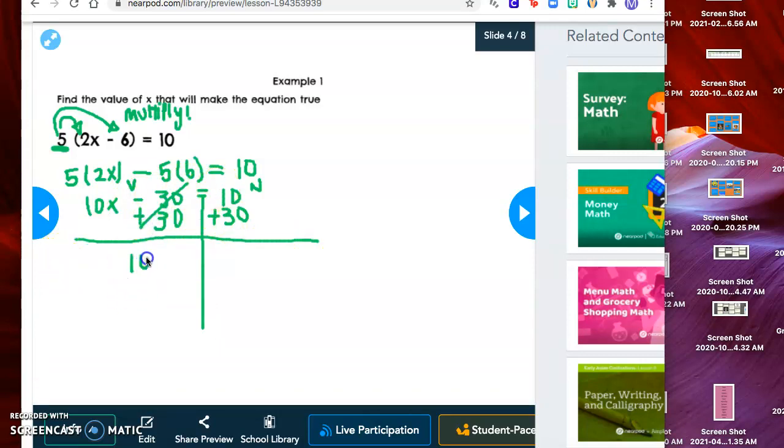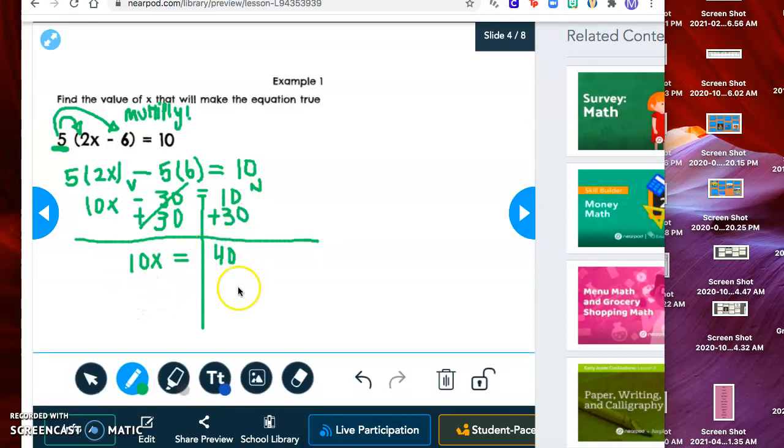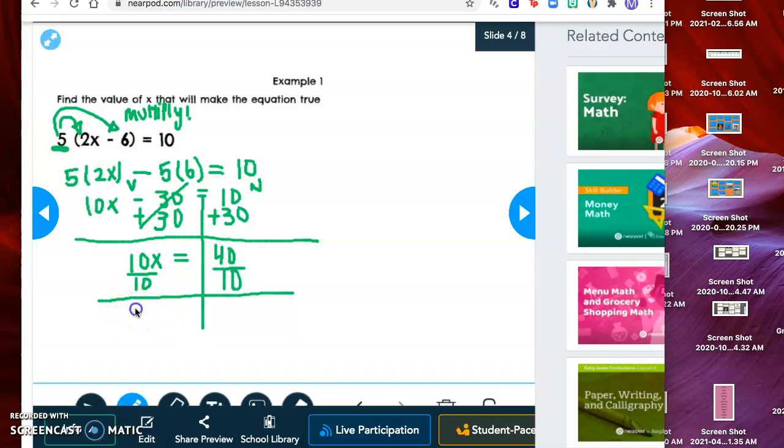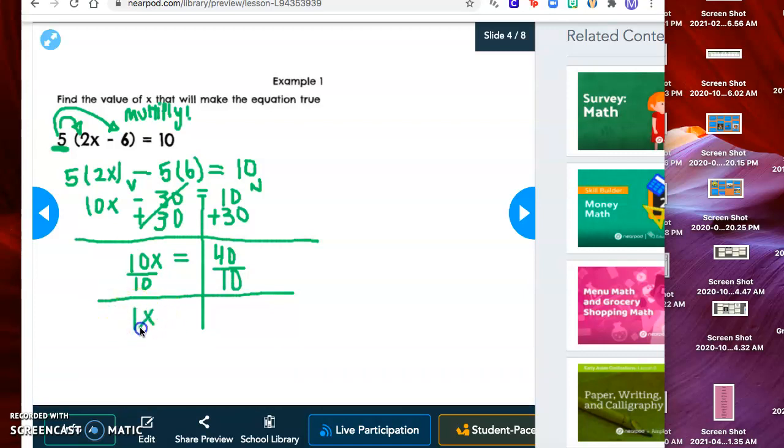We get 10x equals 40. So again, what is this asking you? Well, what times 10 gives me 40? If I want to figure out what times 10 gives me 40, we have to divide 40 by 10. So we divide on both sides. That way we can figure out what 1x is. And we get 1x equals 4.